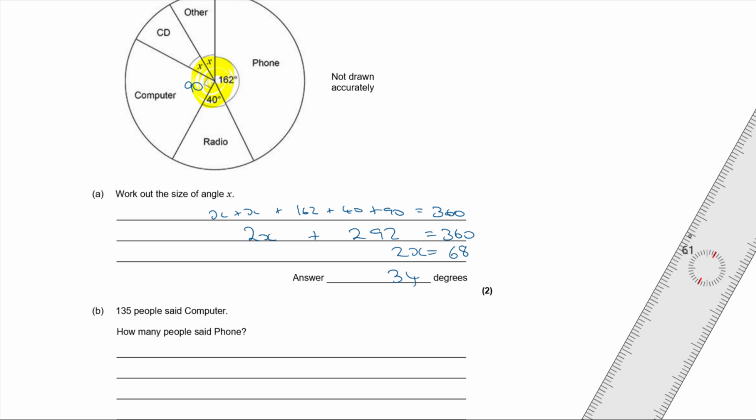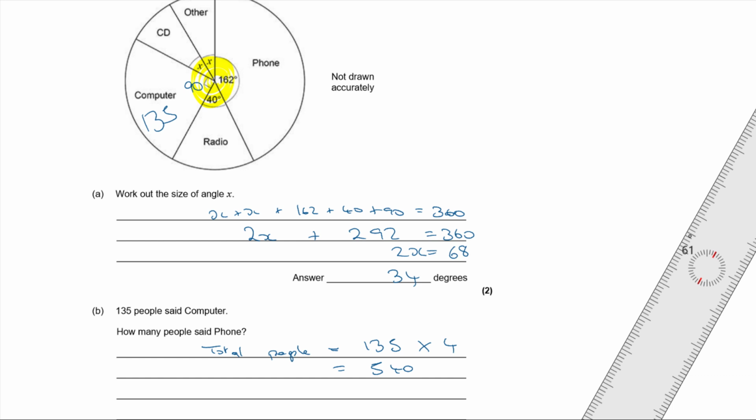So if this was 135 people, how many people said phone? Well, computer is 1/4 of the data set, isn't it? So the total people asked must be 135 times 4 then, isn't it? Because if computer is a 90-degree angle, which is a quarter turn, then if I take the number of people who use a computer and times it by 4, I'll get the total number of people then. So doubling 135, I'm going to get 270. Double it again, I'm going to get 540. So that means they must have had 540 people to ask.